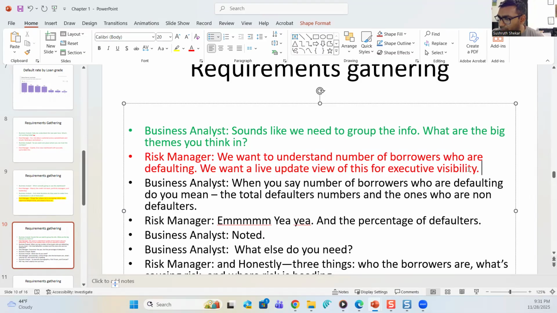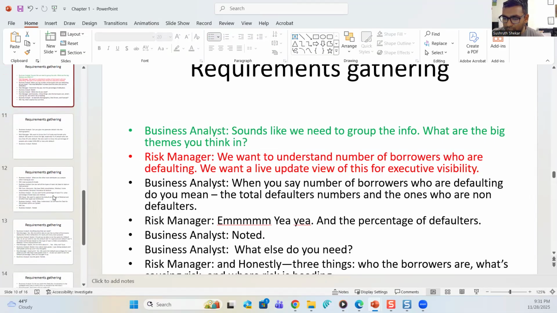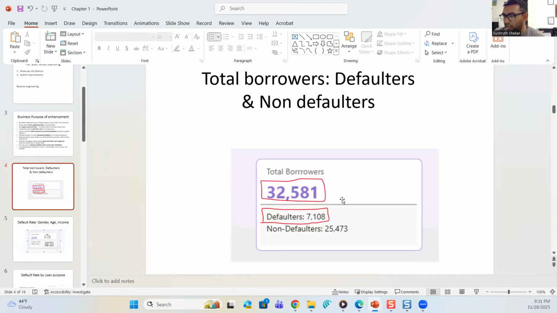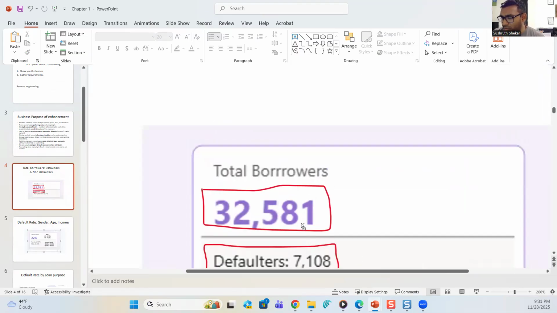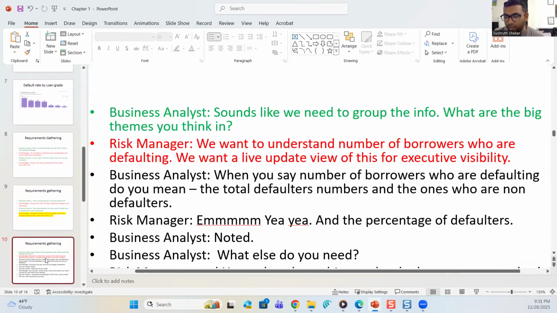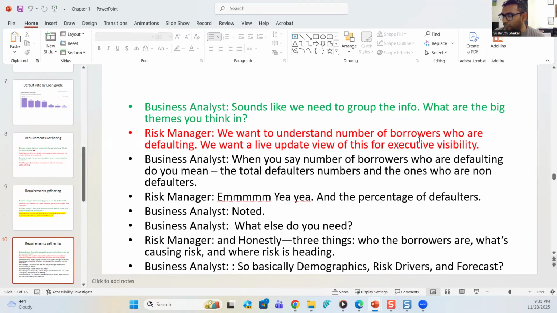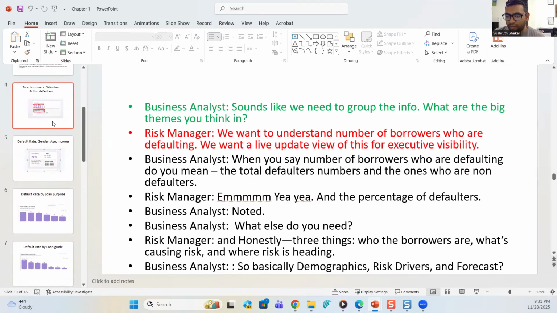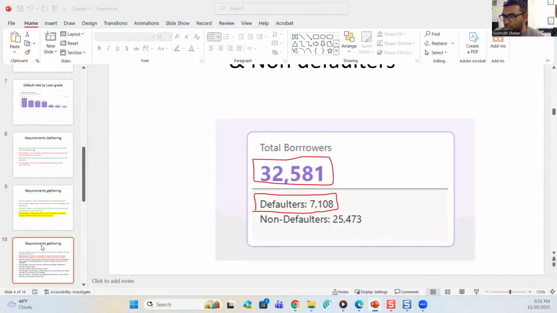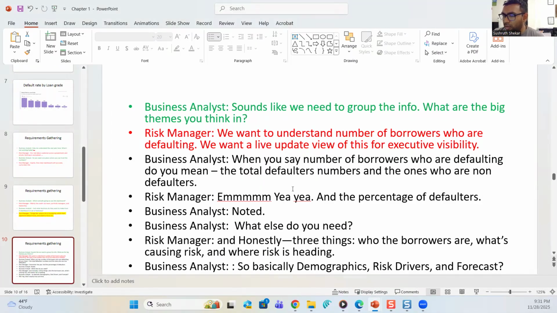So what does he mean by this? He says they want total borrowers, defaulters. So he wants to see these defaulters in the dashboard, in the application. That is what he means by saying we want to understand the number of borrowers who are defaulting. You see that number in here, right? Now, we want a live update view of this for executive visibility.